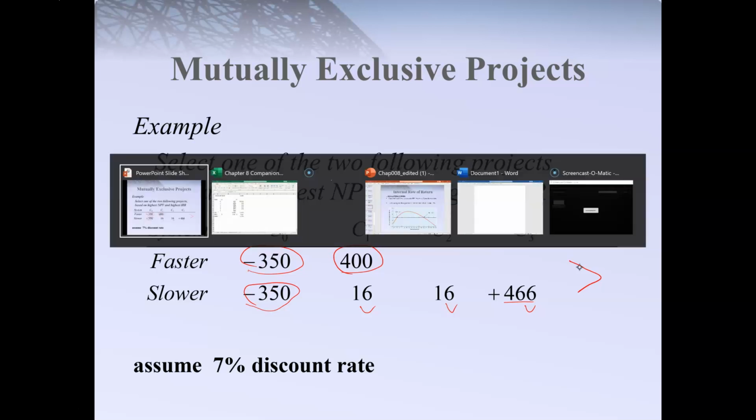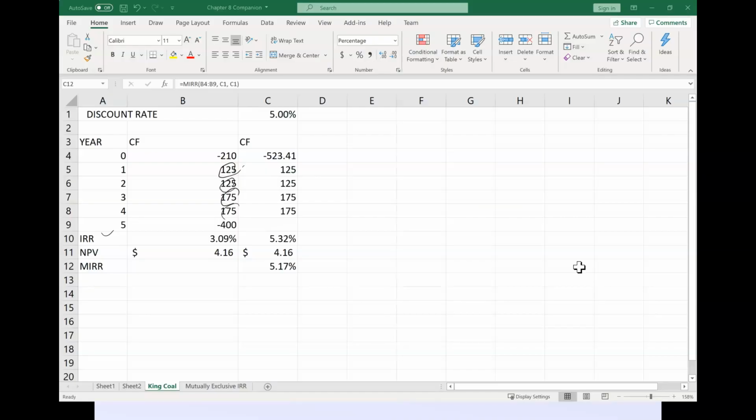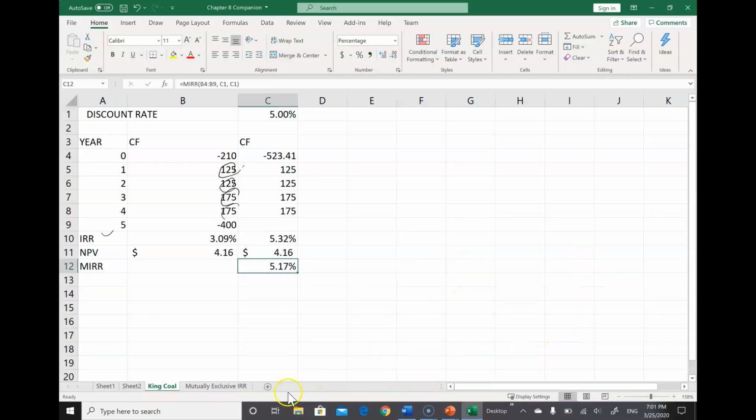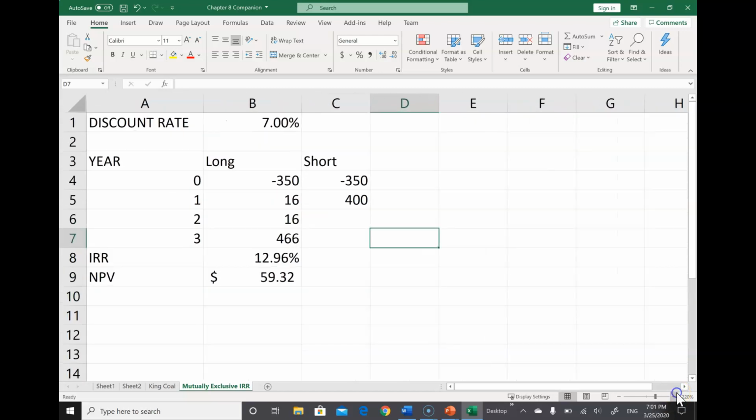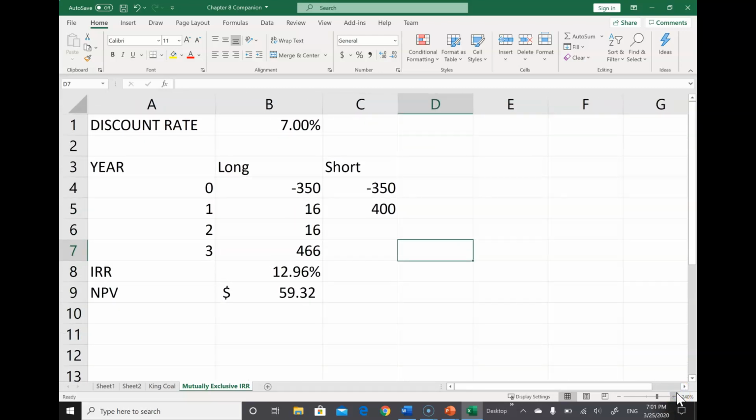So let's go over the Excel file. Okay, so here I calculated the internal rate of return of that long project, the original project, right? So this is a long project because the duration of the project is 3 years, right?